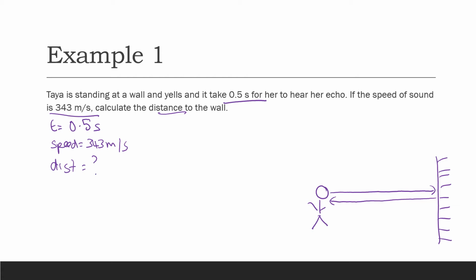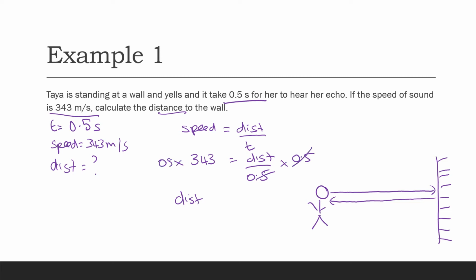So now that we've extracted our information and written a list, we're going to write the formula. Speed equals distance on time. So the speed is 343. The distance is, we don't know, and the time is 0.5. So rearranging, distance is equal to 343 times 0.5, which comes out to be 171.5 meters. But it's an echo.